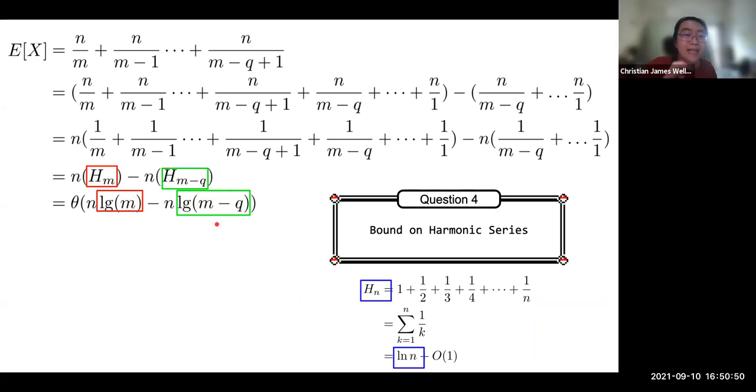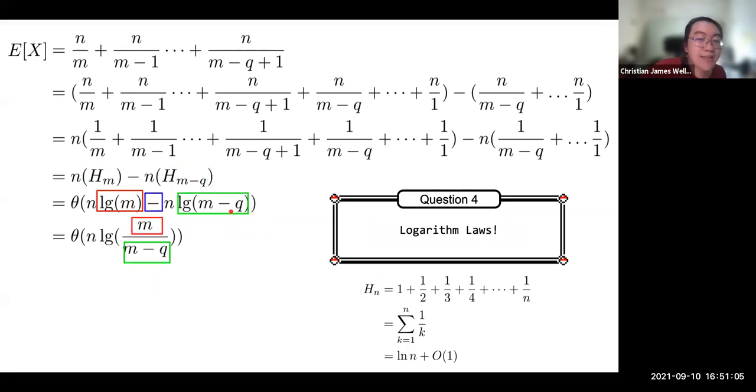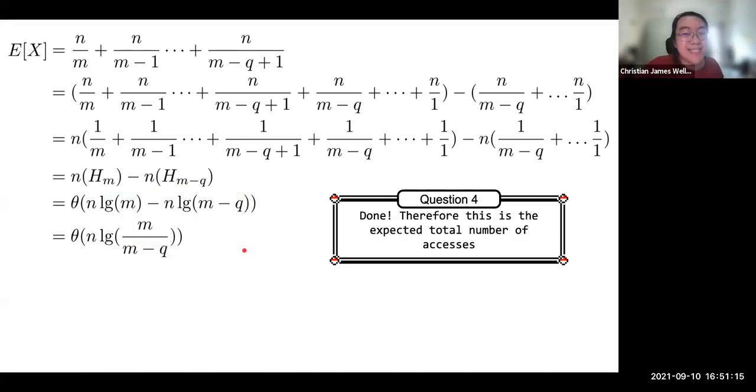Okay, so I think most of you in your answers are close. I see log M and log Q. But if you are careful with the analysis, you notice it's actually log of M minus Q here. Then, just further simplification by logarithm laws, you can do log of M divided by M minus Q. So this is just further simplification.